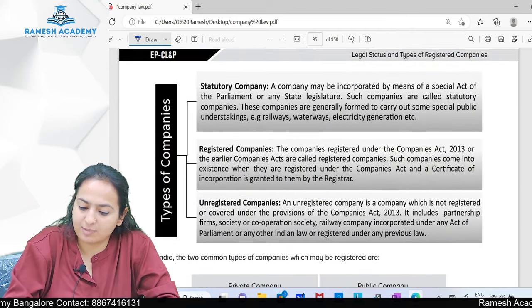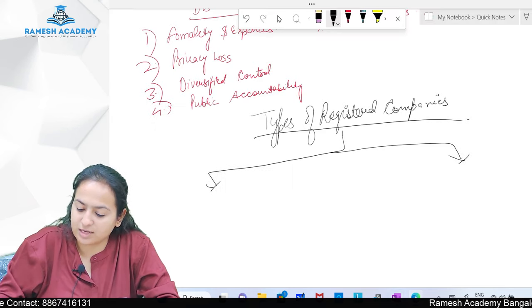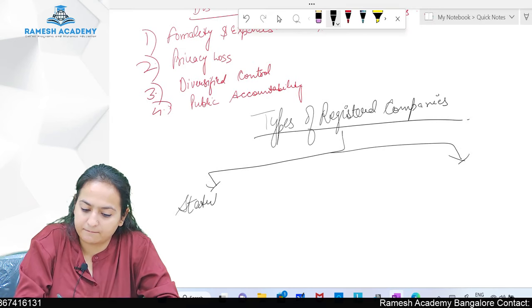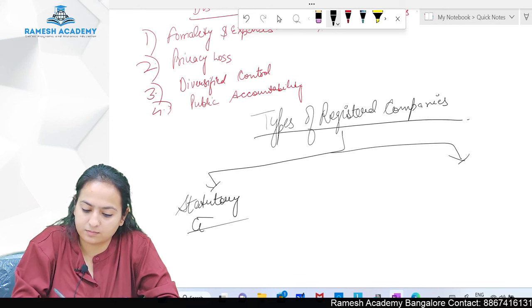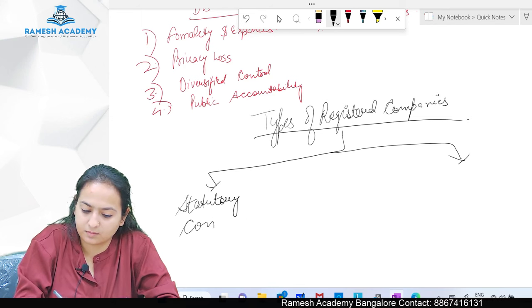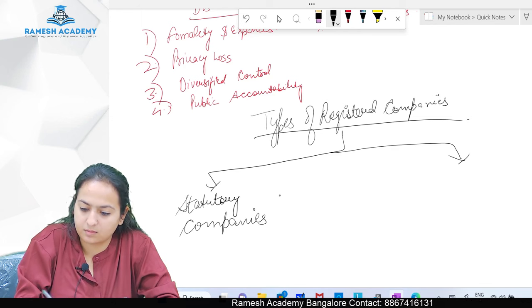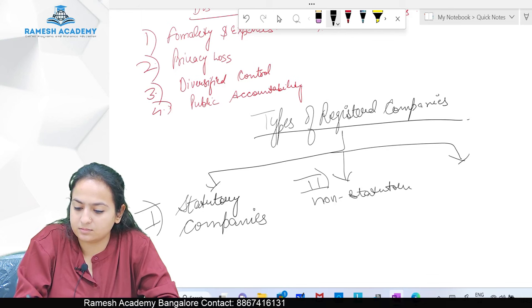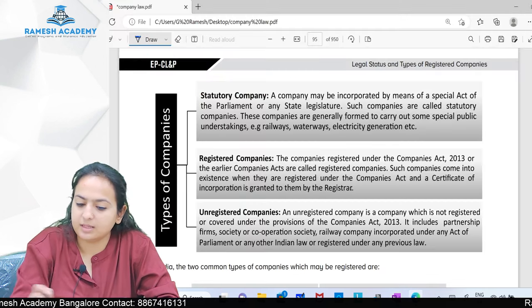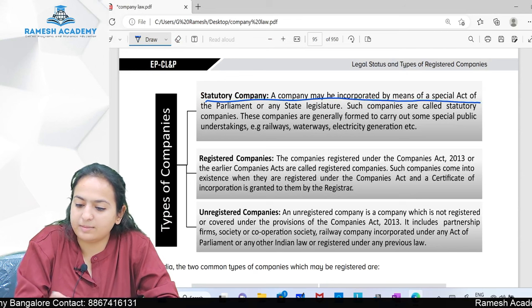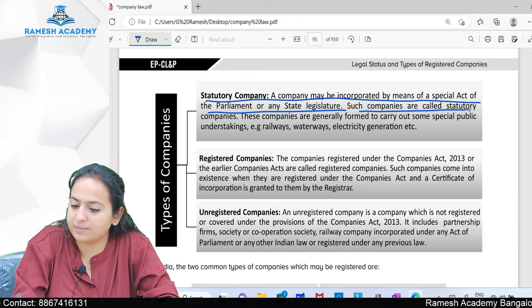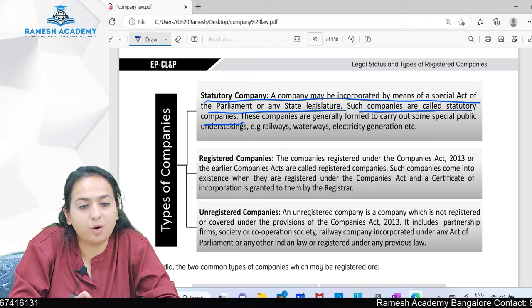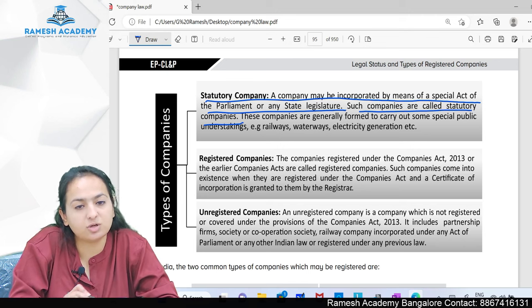So now these are the types of companies you can write down in the table. First is statutory companies. Second is non-statutory companies. Statutory company: a company may be incorporated by means of a special act of parliament or state legislature. Such companies are called statutory companies, which have been formed by the act of the parliament or the state legislature.